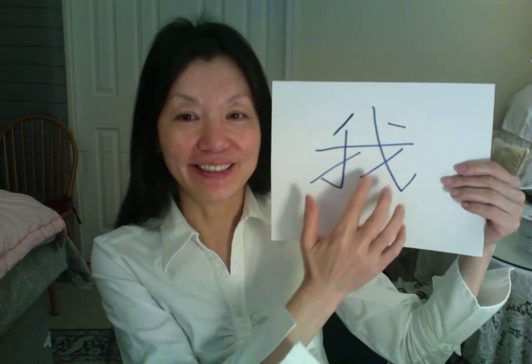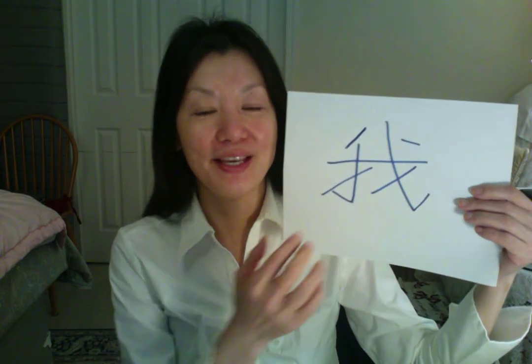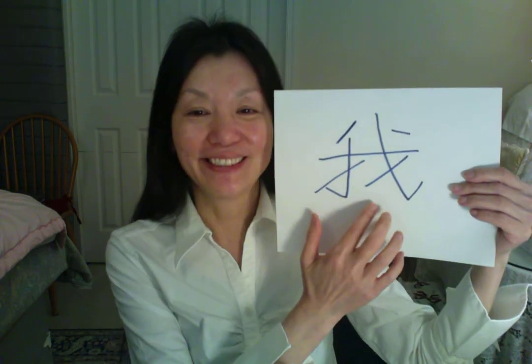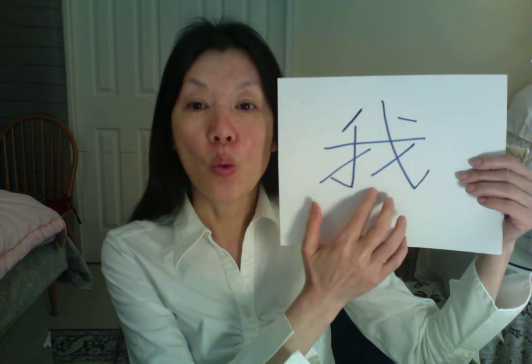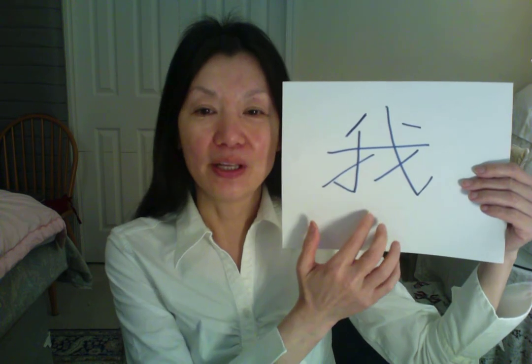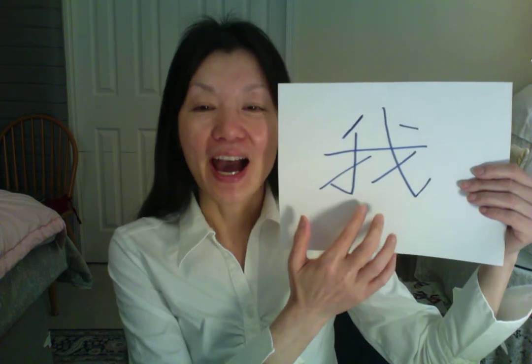我. You tell how to remember the character here, okay? 我, I or me. 我. One more time. 我. Okay, let me see next.